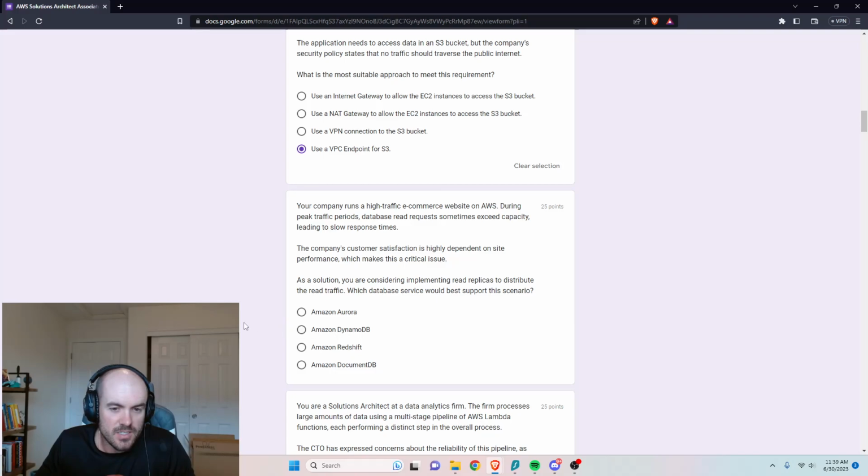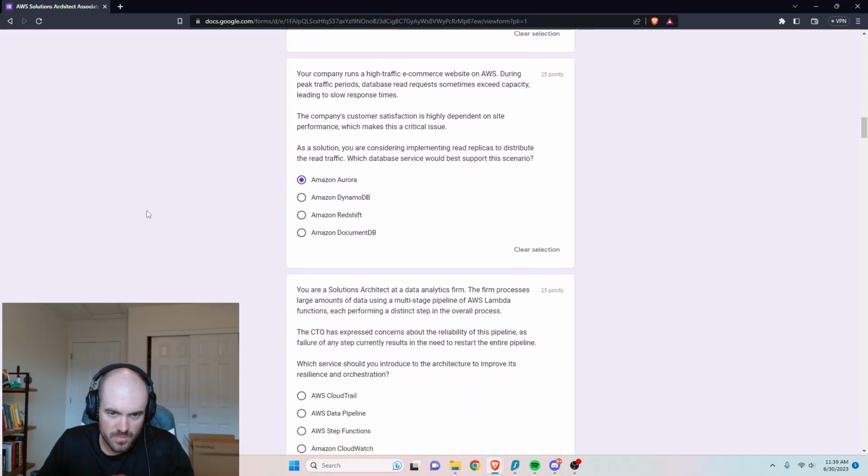DynamoDB is not necessarily meant for read replicas. It's kind of a NoSQL based service. Redshift is an analytics kind of data warehousing solution. Again, it's not going to be meant for read replicas. And then DocumentDB is kind of a document database, which again has nothing to do with read replicas in this case. So I am going to go with Aurora.